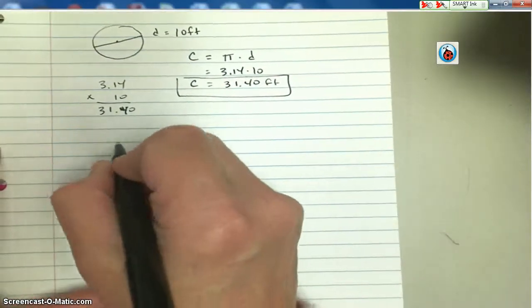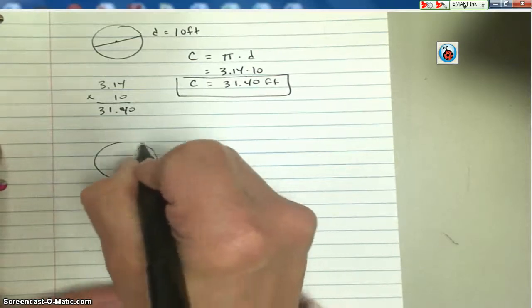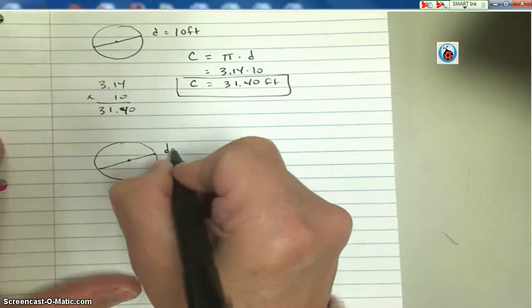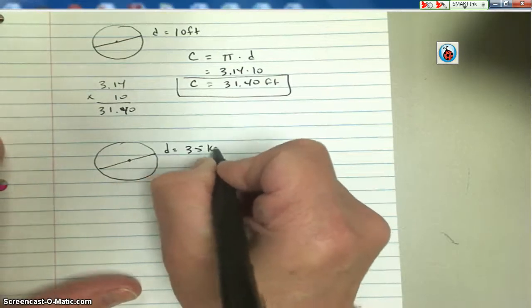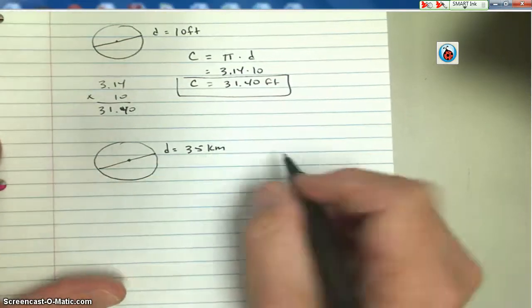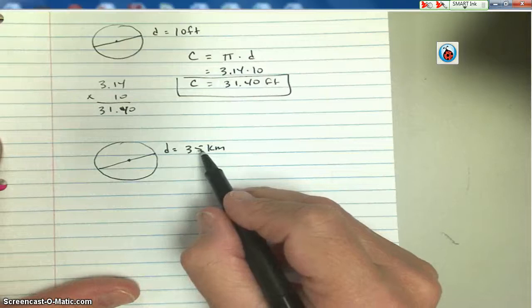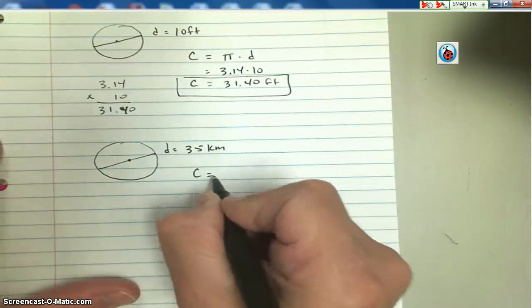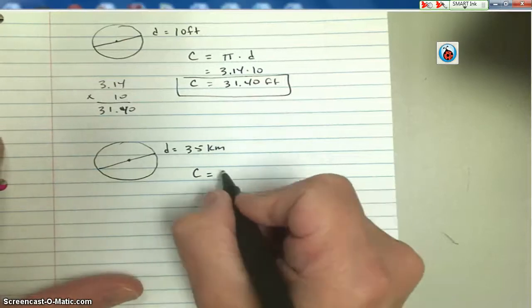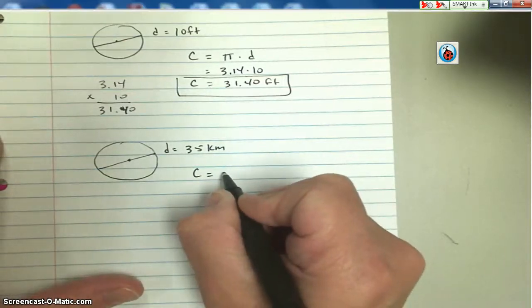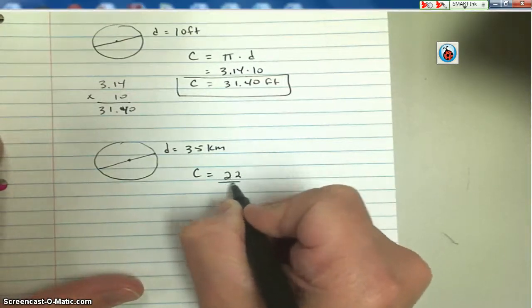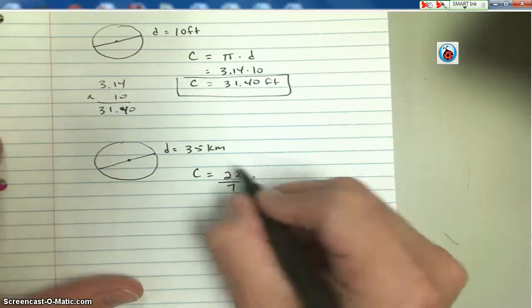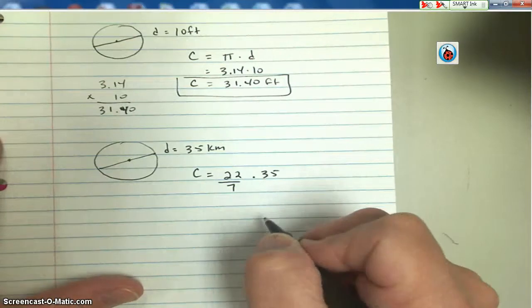In this case, we have a circle with a diameter of 35 kilometers. And since 35 is a multiple of 7, another maybe quicker way to calculate the circumference would be to use the ratio. So we would say circumference is equal to the ratio 22/7 times the diameter, which is 35 in this case.